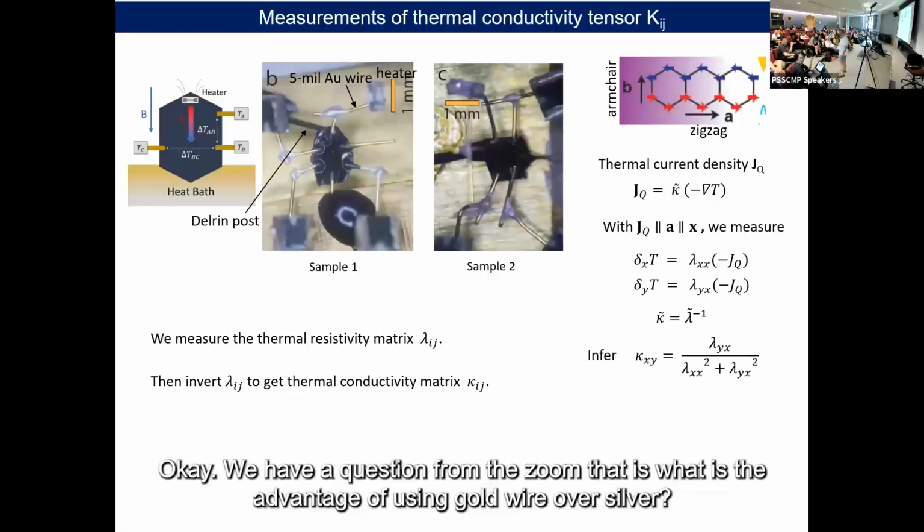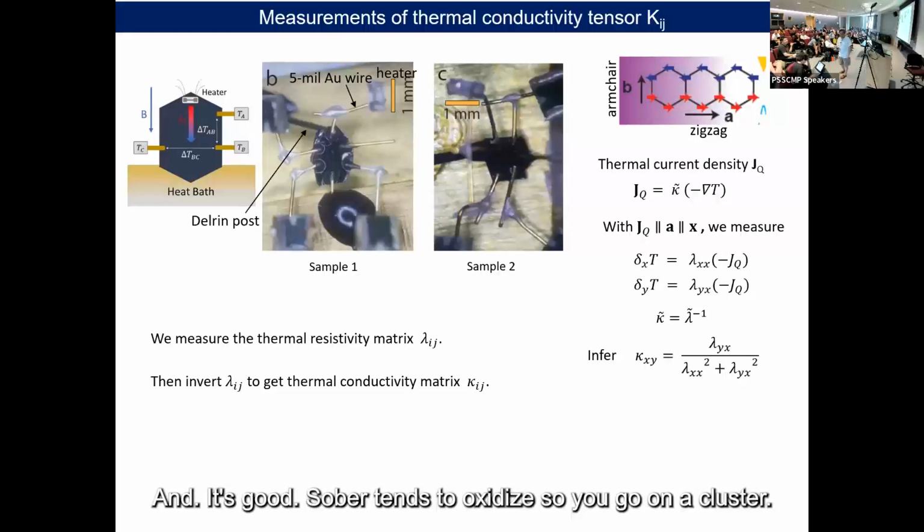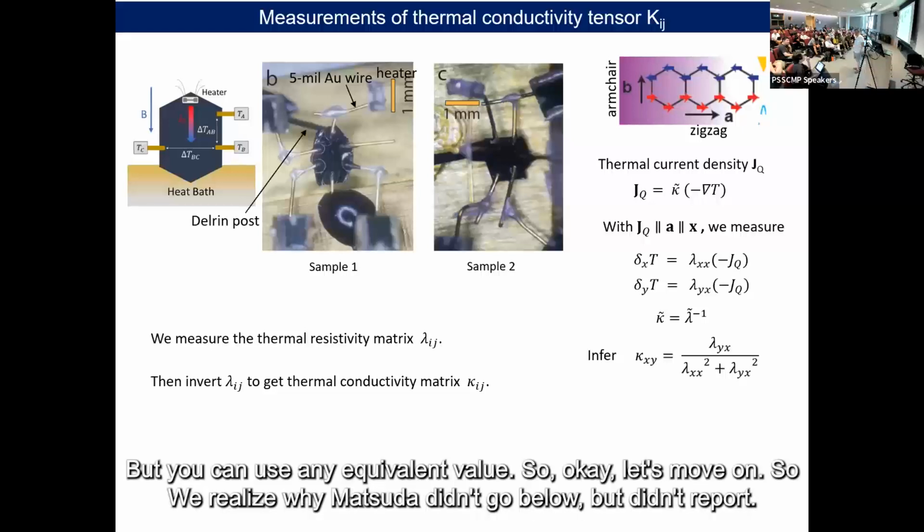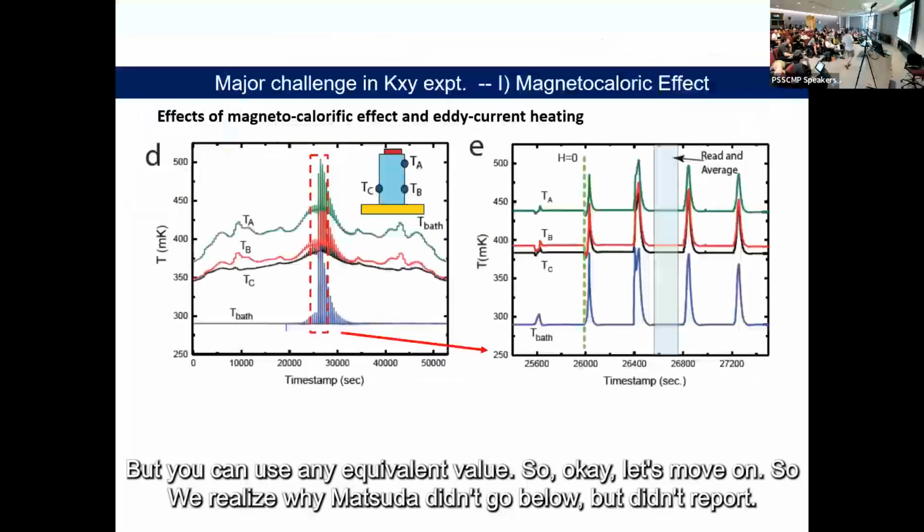We have a question from the Zoom: what is the advantage of using gold wire over silver? Yeah, it's the contact resistance. Silver tends to oxidize, so gold is first. But you can use any equivalent metal. There's no intrinsic advantage. Anyway, okay, let's move on.